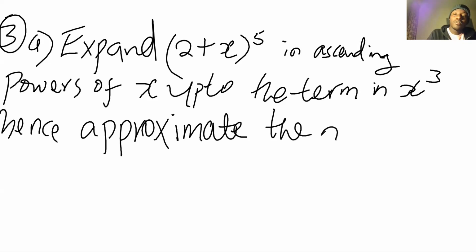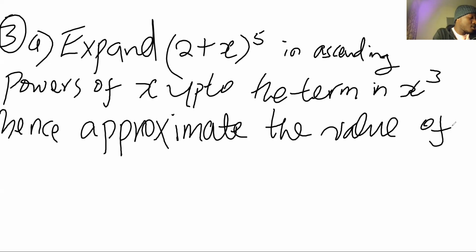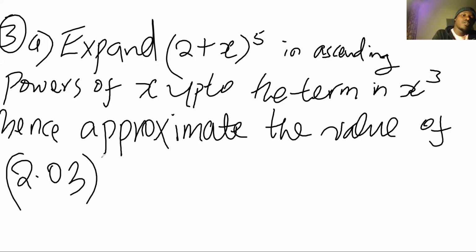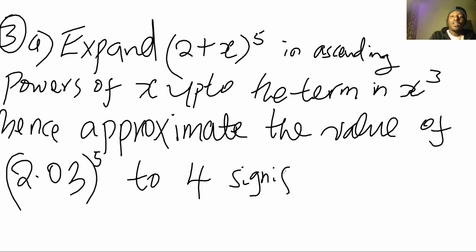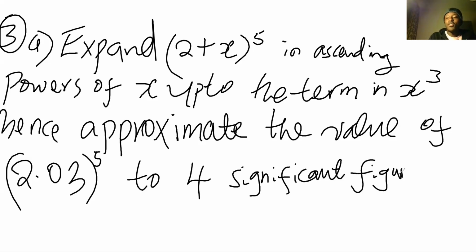Hence approximate the value of 2.03 power 5 to significant figures. So the other one was to 1,000, the next one was to decimal places, and this one is to significant figures. People write that for SF.